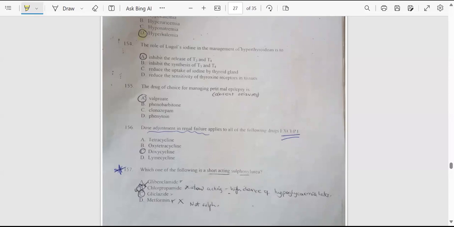What's the role of Lugol's iodine in the management of hyperthyroidism? Sorry, I thought I was talking and then I realized I was on mute. Okay, we continue now. A, inhibit the release of T3 and T4. B, inhibit the synthesis of T3 and T4. C, reduce the uptake of iodine by the thyroid gland. Or D, reduce the sensitivity of thyroxine receptors in the tissues.